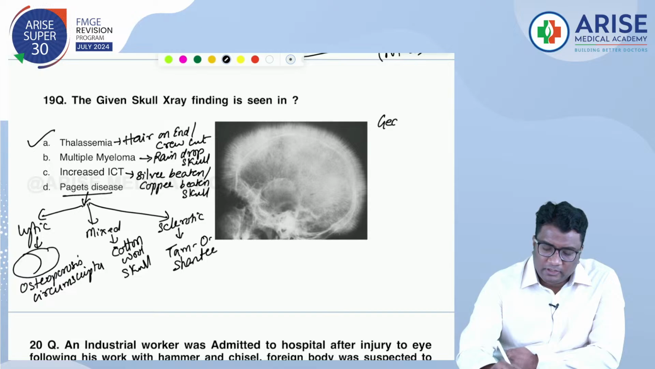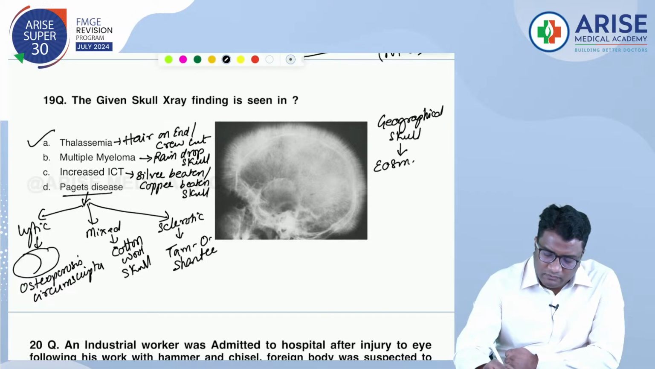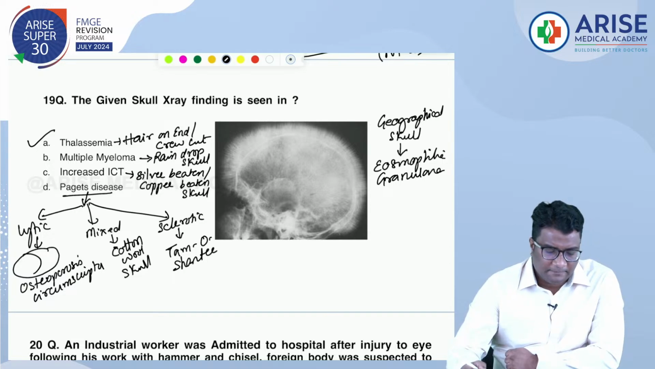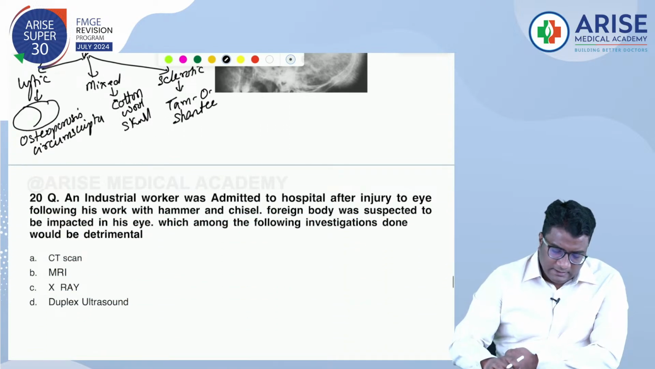Where do you see geographical skull? You heard of geographical skull anytime? This is seen in Langerhans cell histiocytosis, that is eosinophilic granuloma. The Langerhans cell histiocytosis produces geographical skull. Okay. Let's come to the next one.